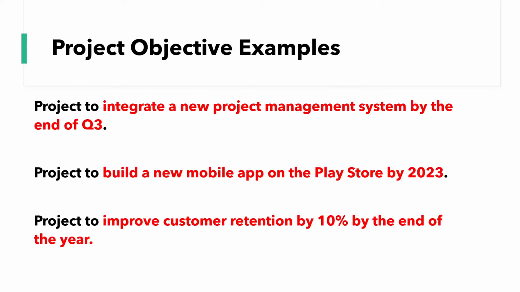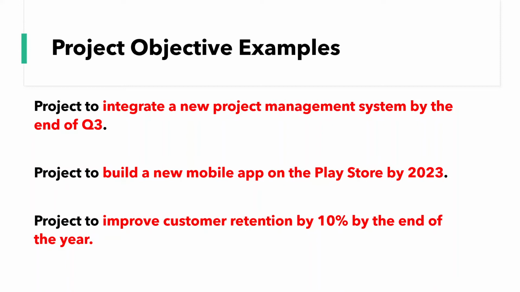Now, I've got 3 different project objective examples here, and they all are using the SMART acronym as a means of setting the objective. So the first one we have is a project to integrate a new project management system by the end of Q3. The second one would be a project to build a new mobile app on the Play Store by 2023. And the third one is to improve customer retention by 10% by the end of the year. So as you can see, you've got 2 examples of an actual deliverable, and the other one is intangible. The third one there is the intangible one.